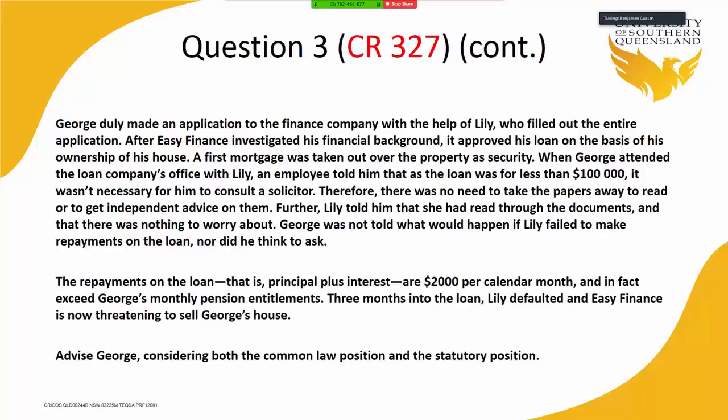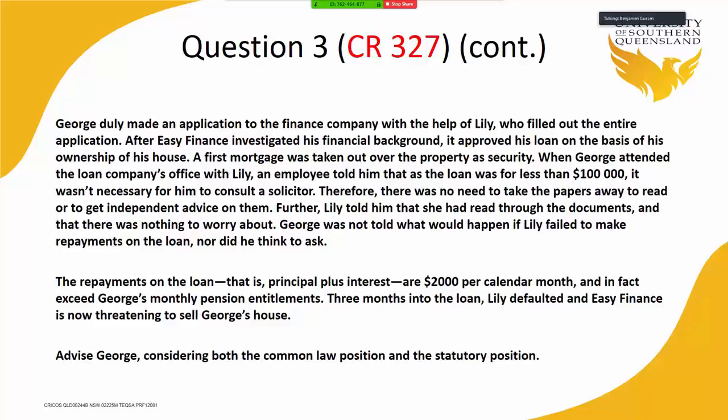So there was an application, okay, to this finance company with the daughter's help, and she filled out the entire application because this guy is with dementia. So just like an Italian couple that don't know how to speak English, is that the same? After Easy Finance investigated his financial background, it approved his loan, okay, on the basis of this mortgage. A first mortgage was taken out over the property being his home.